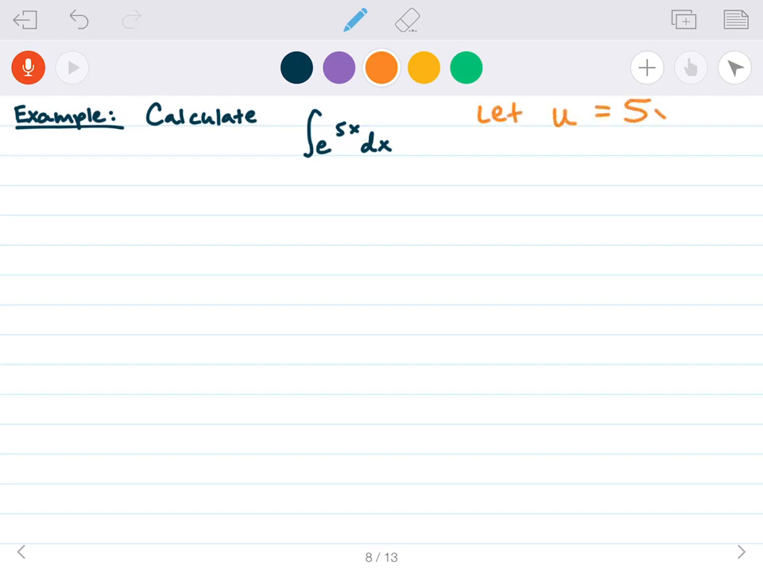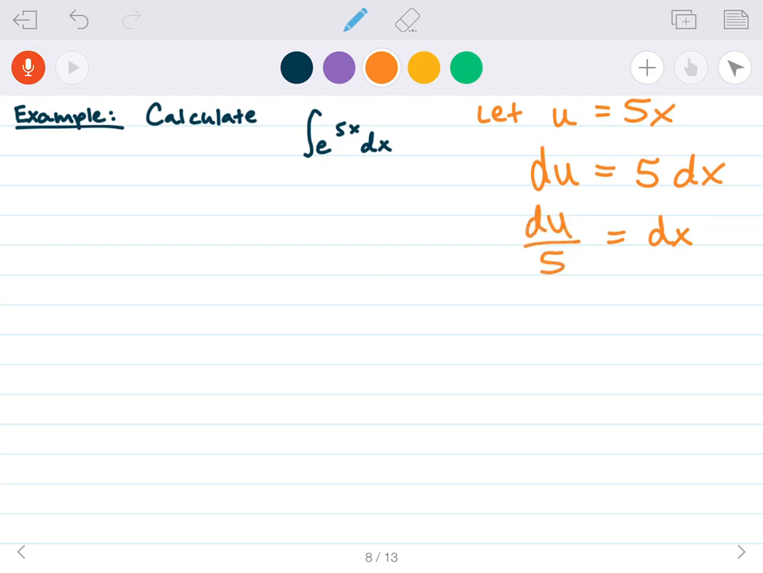equal 5x. And if things aren't canceling, or if you're making it more complicated, you're doing it incorrectly or inefficiently. Maybe that's a better way of saying it. So if u is equal to 5x, then du is equal to, well, the derivative of 5x is just 5. So du is going to be 5 dx. And if I isolate dx, I just divide everybody by 5. I get du over 5 is equal to dx. Perfect.